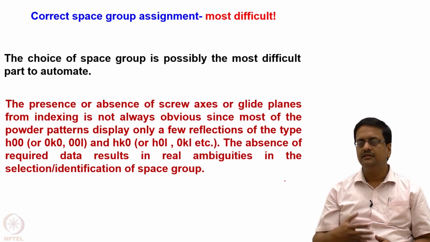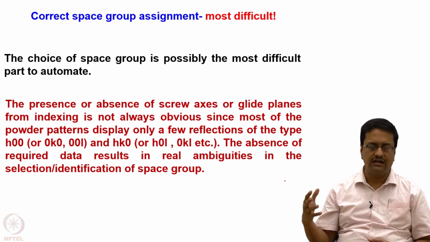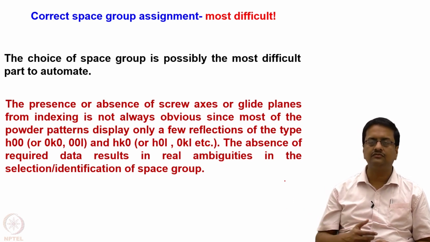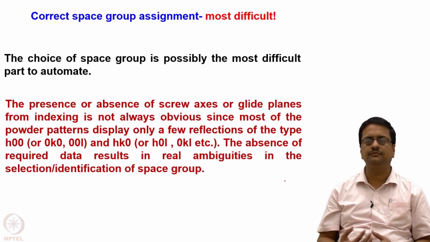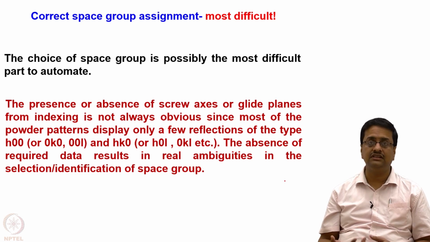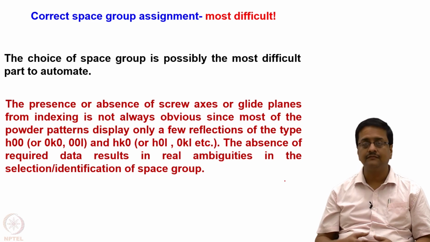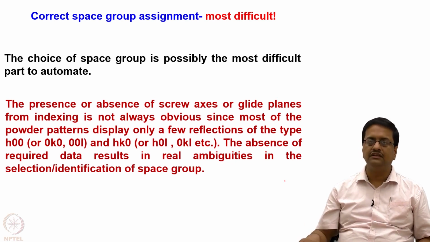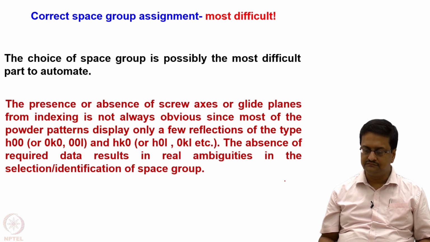But here, the total number of peaks may be 100, at best 150, and among those 150, we need to look for special reflections like h00, 0k0, 00l, h0l, hk0 or whatever. All those special reflections which suffer due to systematic absence are very few in number, and then it becomes very difficult to determine the space group from this powder X-ray diffraction data.